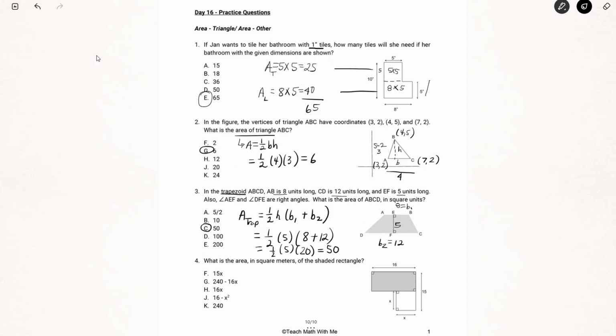Now let's take a look at number 4. What is the area in square meters of the shaded region? So we're looking at this top region right here. When we're looking at area of a rectangle, it is length times width. Let's see what we have.